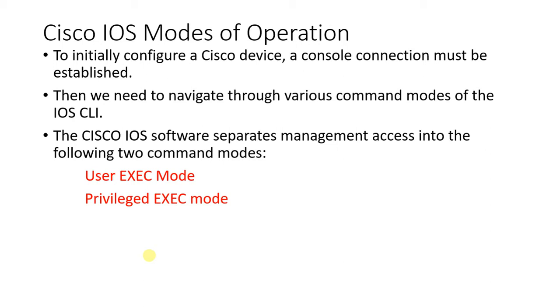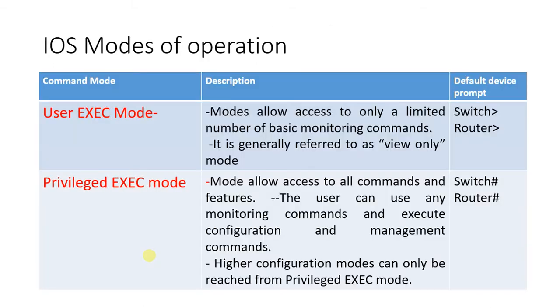So now we'll be learning what the different modes of operation are, where we have to type our commands, and by navigating through these different modes we can configure our device. The different types of modes are user executable mode and privileged executable mode. User executable mode allows access to only a limited number of basic monitoring commands. You cannot change anything on your device, but you can monitor using basic commands.